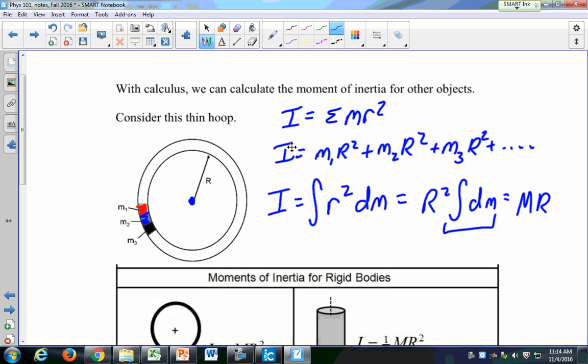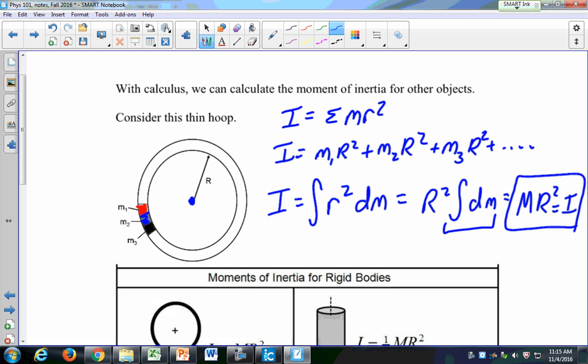This works out to be equal to mr squared if you do that integral. R doesn't vary with m, so I can take it out of the integral. The integral of dm is saying, what if I add up all these differential mass elements? Then I just get the total mass of the hoop, which I'm going to write as capital M.